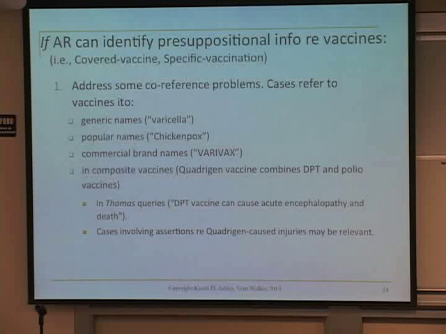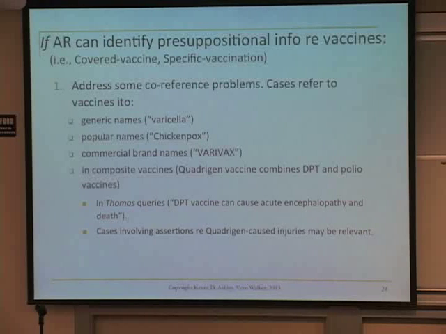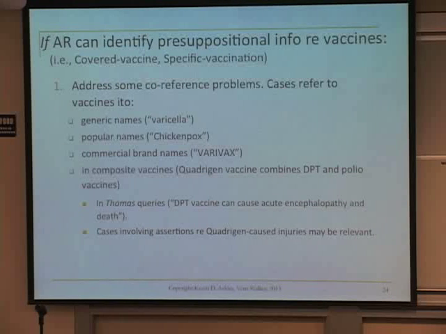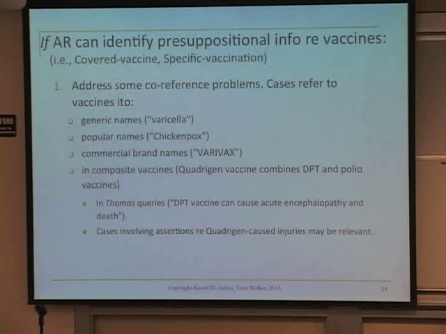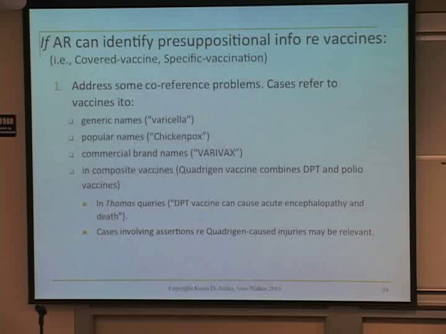So for example, if argument retrieval can identify presuppositional information regarding the vaccines, the covered vaccine, the specific vaccination, then in a simple way it could address some co-reference problems. The cases refer to the vaccines in a variety of ways. They use their generic names, their popular names, their commercial brand names. Sometimes the vaccine is a composite of another vaccine. And if the program had information about this, then it could resolve co-reference problems.